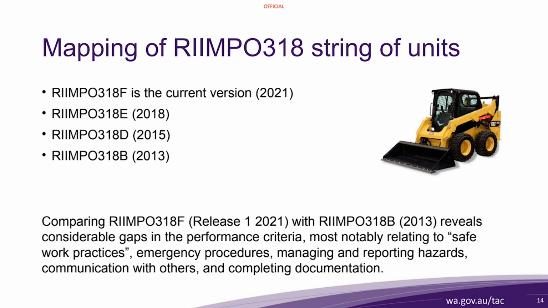And the analysis that we did, which involved the mapping process just described, revealed gaps in the performance criteria, most notably relating to safe work practices, emergency procedures, managing and reporting hazards, communication with others, and completing documentation. Now, these are significant differences, and it would be very difficult to argue that a person with the 2013 version could be awarded credit for the 2021 version because the change is so dramatic.